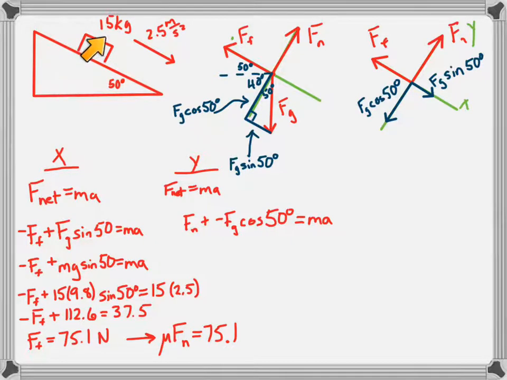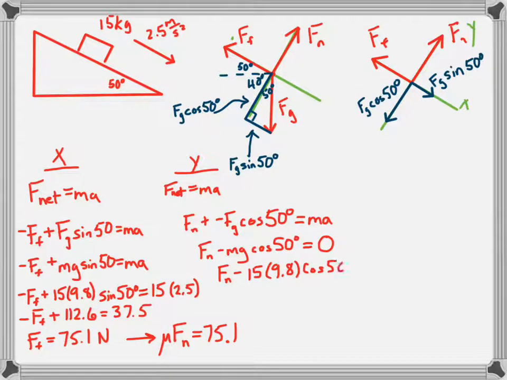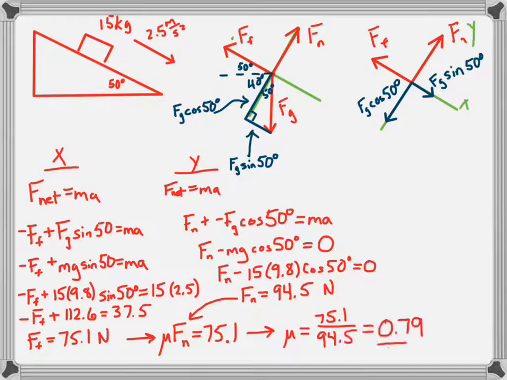But am I accelerating in the y direction here? No, I'm not. So that's going to equal 0. And of course, the force due to gravity is equal to mg. So I replace that, and it turns out normal force minus 15 times 9.8 times cosine 50 equals 0. Do a little simplifying here, solve for F sub n, and I find out that the normal force is equal to 94.5 newtons. Okay, plug that in there, and I find out that my coefficient of kinetic friction ends up being 0.79. Okay, so that was that whiteboard practice problem.